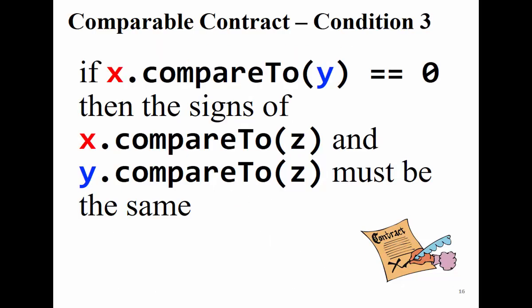Okay? Now, condition number 3 says that if X compared to Y gives me 0, then the sign of X compared to Z and Y compared to Z must be the same. Do you agree? If you compare X with Z and compare Y with Z, they should give you the same value, because X compared to Y gives 0. So X compared to Z and Y compared to Z should give you the same sign, either positive, negative, or 0. Okay.